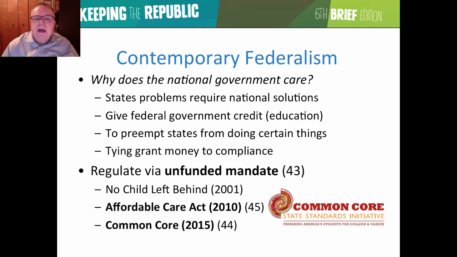So what does the national government do now? The national government's involved when the states require a national solution. Things like pollution and clean water. To give the federal government credit for something, the federal government puts a lot of money into student loans and education, so they want to get in on that. Preempt states from doing certain things, and tying grant money to compliance. Now, one of the big complaints, at number 43, is unfunded mandate. So what is that? That's a federal regulation without funding to the state and local governments.